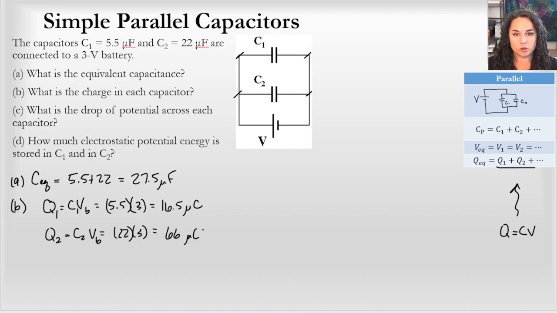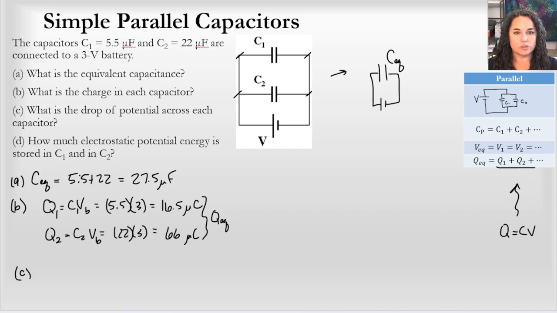If we wanted to find the total charge on that equivalent capacitor, if I redrew this as an equivalent capacitor, there's an equivalent capacitor, C equivalent. I would just add those two charges together, and that would equal Q equivalent.